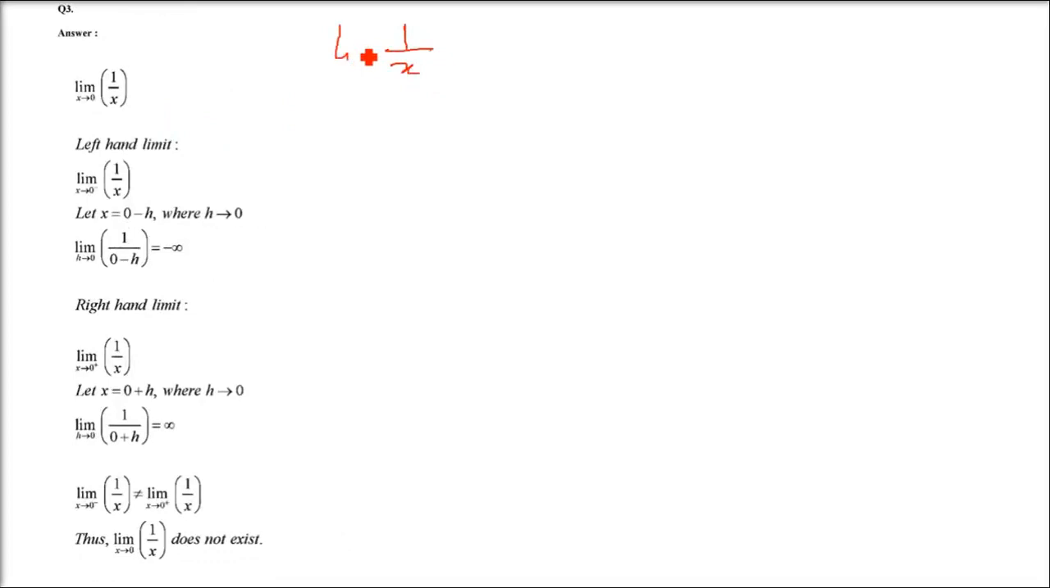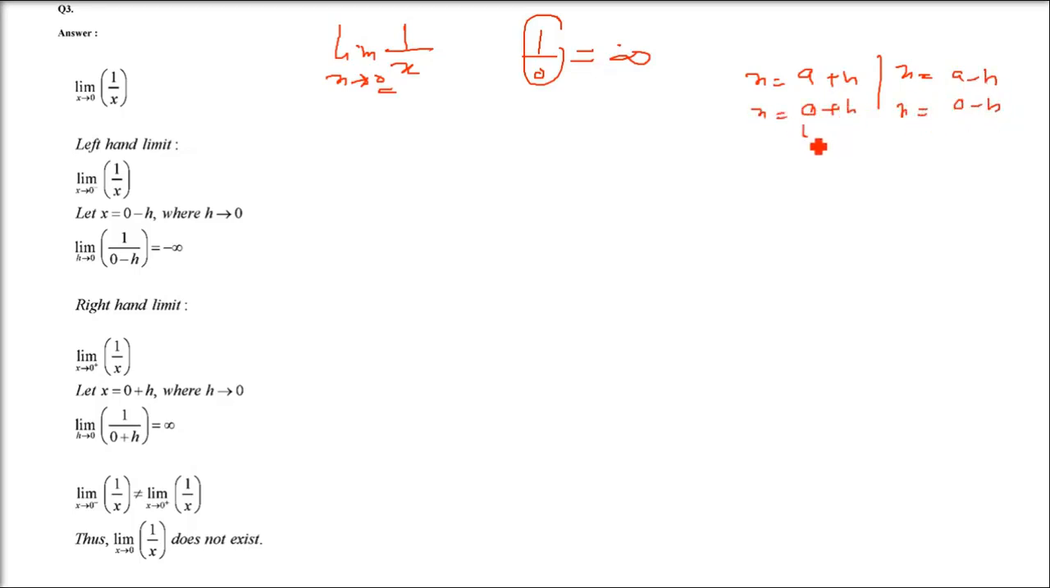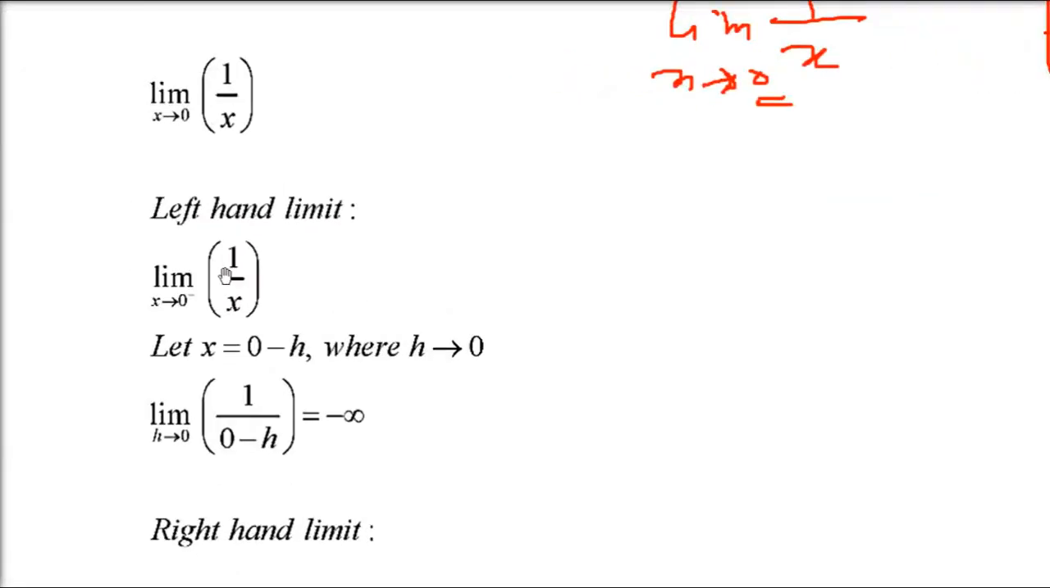So for 1 by x, where is the problem? When you put x equals 0, 1 by 0 means what? It is infinity. Whenever you divide anything by 0, it's infinite. So the critical point is x equals a plus h on the right, x equals a minus h on the left. Here a is 0, so 0 plus h and 0 minus h. So for the left hand limit, limit is 0 minus, we are talking about the left hand side.